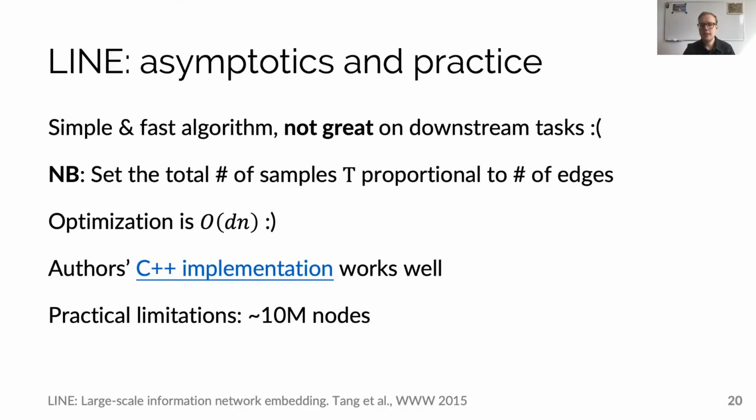The algorithm is very simple and fast. It's not amazing on downstream tasks, but it is quite good if you have huge graphs. The important thing about the method is to set the total number of samples proportional to the number of edges. In the implementation, the authors use 10 billion samples for each and every graph, which is a bit excessive if we have small graphs that we want to try this on.